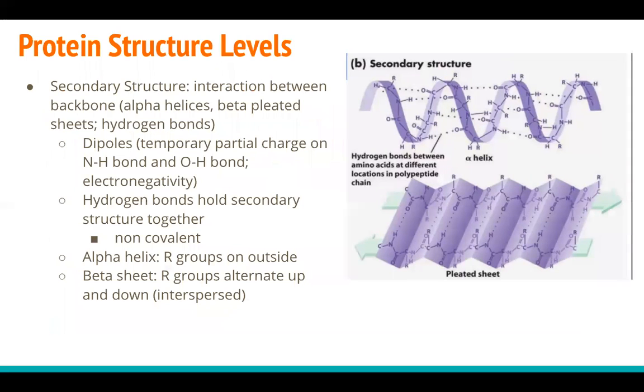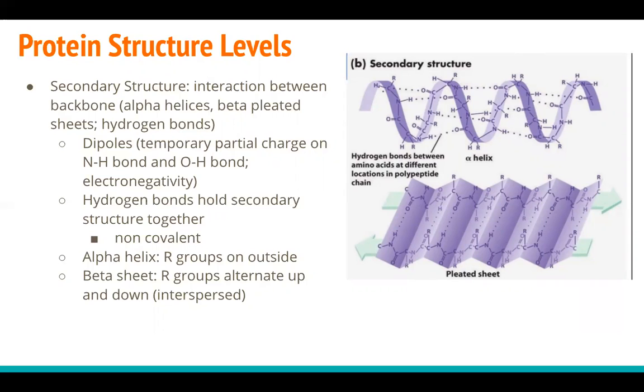All right, the second level of structure we looked at in the lecture videos on Moodle is secondary structure. Secondary structure involves interactions between the backbone, and there are two main types of structures: alpha helices and beta pleated sheets, or just beta sheets. In secondary structure, the most important kind of bond you'll see is hydrogen bonds. Hydrogen bonds are involved in holding the backbone together.